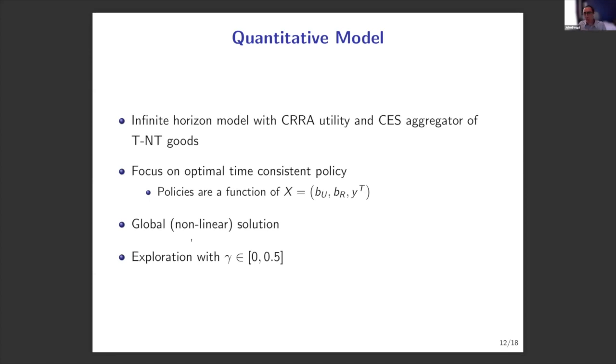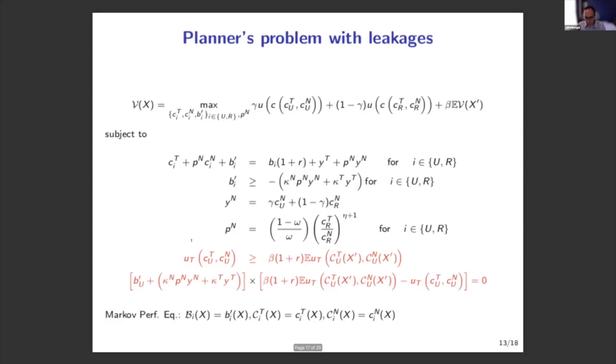And then we basically explore the properties of the model and of the optimal policy for values of gamma, which represents the size of the unregulated sector, that vary between zero and one half. So zero would be the benchmark setup where everybody is regulated and we know pretty well the properties of the constraint efficient allocation vis-a-vis the laissez-faire. And then one half would be a situation where half of the economy is regulated, the other half is not regulated. Okay, so very briefly, the planner problem looks like this in the infinite horizon version of the model.